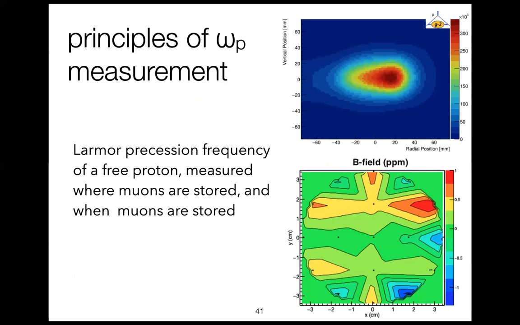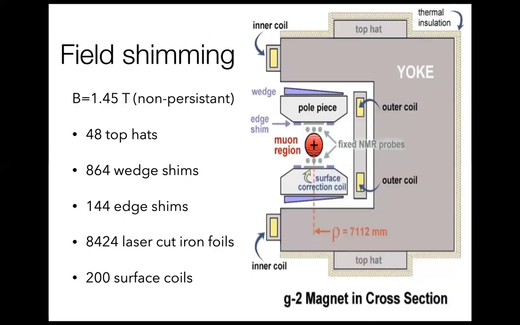We use a lot more precision frequency of a free proton. We want to measure where the muons are and when the muons are there. But as a first step, we try to make the field as uniform as possible. There are many shims to be adjusted to get the field that accurate on the ppm level.